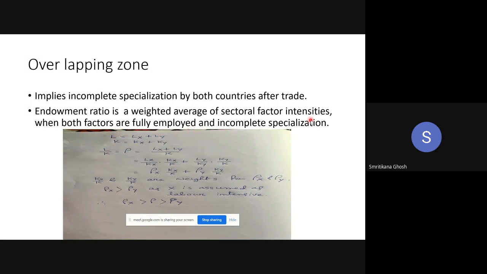Obviously, there is incomplete specialization. That is why tau x and tau y both are there. Otherwise, it will be either tau x or tau y. Okay, so this is the thing. These two things are important for the overlapping zone. First of all, the incomplete specialization, and the second one is this weighted average concept. So is this slide clear?